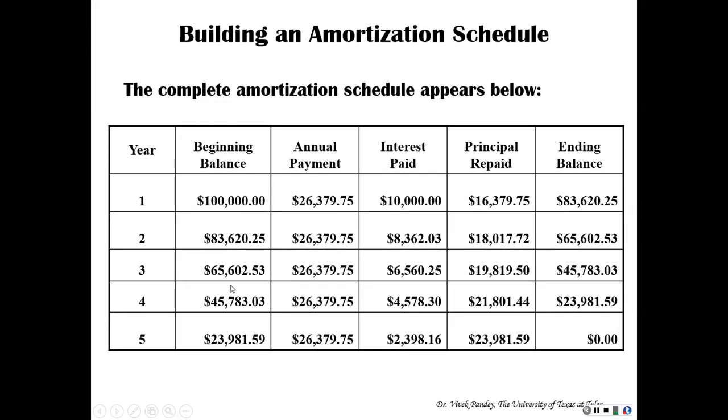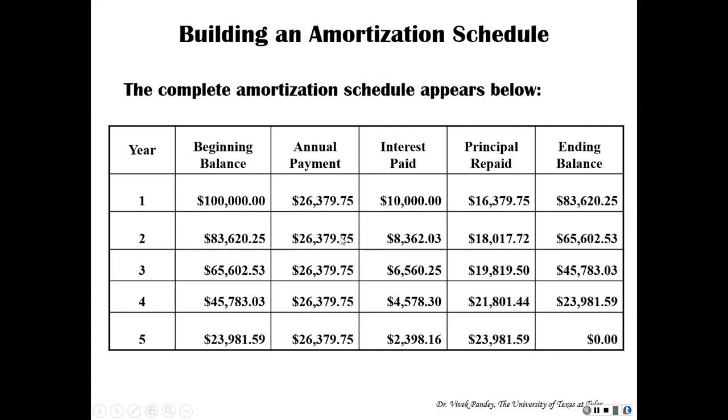And here's the entire 5-year schedule. We start with 100,000 in loan. After the first year, we made the annual payment of 26,379.75. That remains the same every year, right? It's an annuity payment. Interest for the first year is 10,000, which was 10% of 100,000. We subtract 10,000 from 26,379, we get 16,379.75. That's the principal repaid. So take that off the original principal balance, and we get 83,620.25.